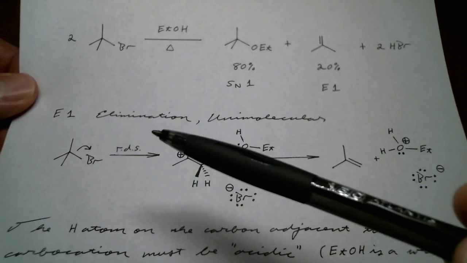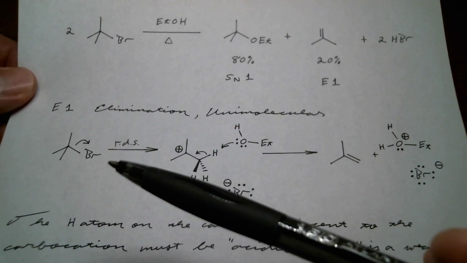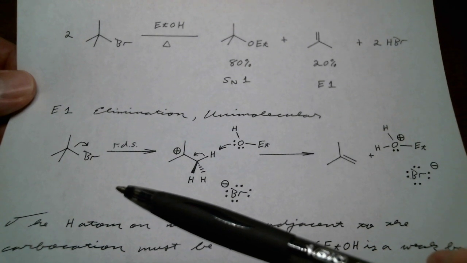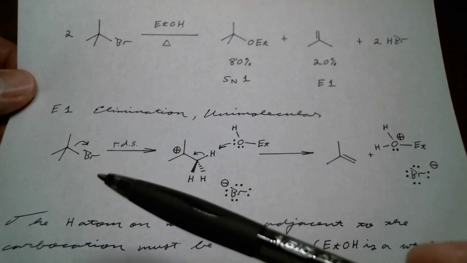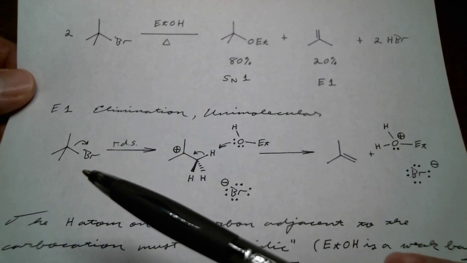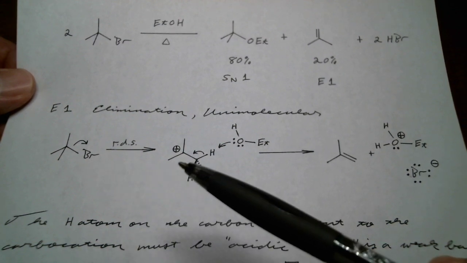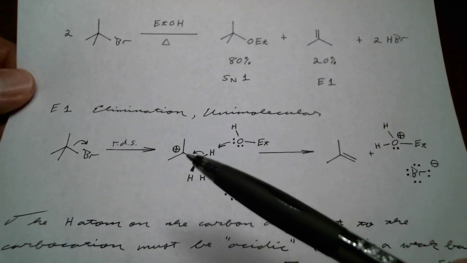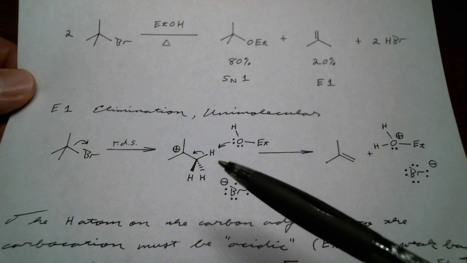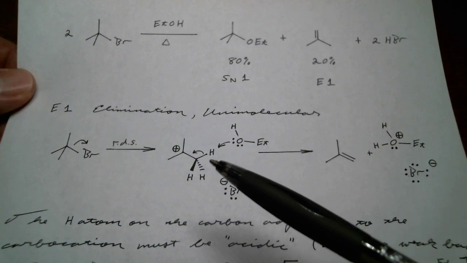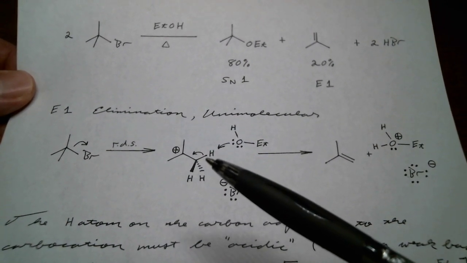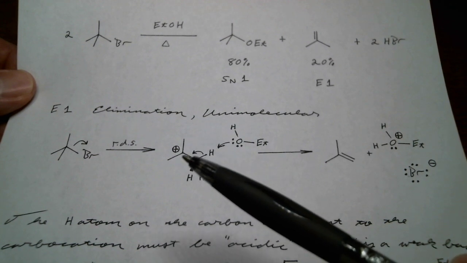Like I said, E1 is unimolecular elimination, and it's going on at the same time that SN1 is going on. It's very difficult to avoid. It shares the same intermediate, and so the rate determining step for SN1 is also the rate determining step for E1. Our bromine leaves as bromide and we form a carbocation. We know that our tertiary carbocation is stabilized by a property called hyperconjugation, where we have donation of electron density from an adjacent carbon-hydrogen molecular orbital into the empty p orbital on this carbocation.